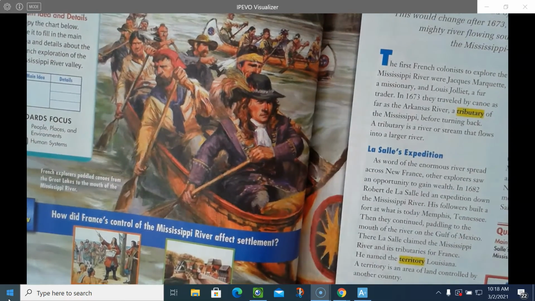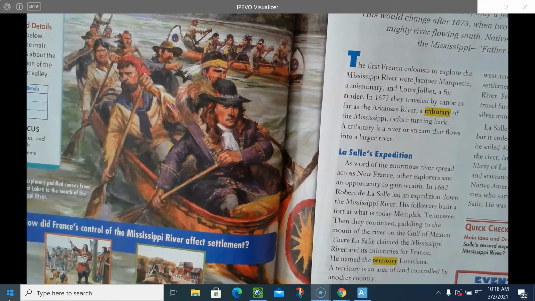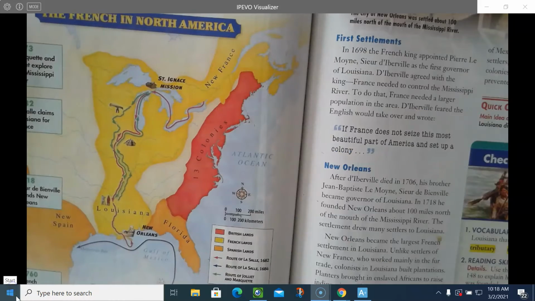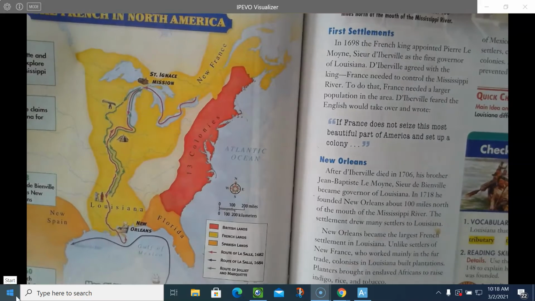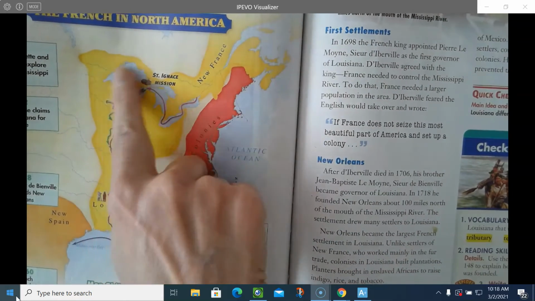All right. So the French in Louisiana is the title of our first section, and I'm going to just show you a map, and this map is actually on the very next page. You can turn and look at it there as well. So here's actually Wisconsin, where we live. The Great Lakes are here.